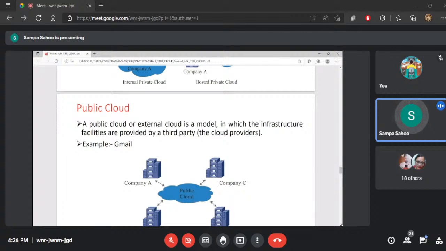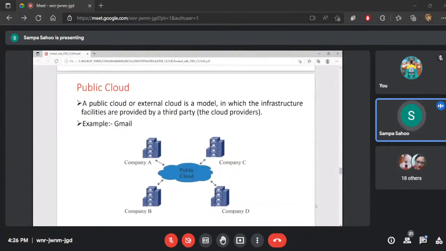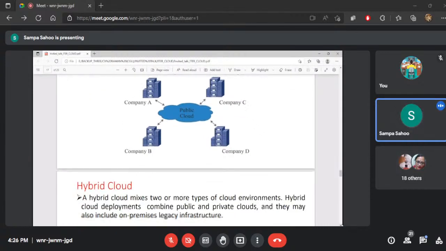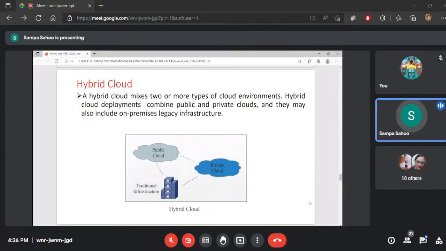Next comes the public cloud. So in public cloud, or the external cloud, the infrastructure facilities are provided by a third party. In public cloud, what happens? Multiple companies can use the same cloud. Gmail uses the public cloud.